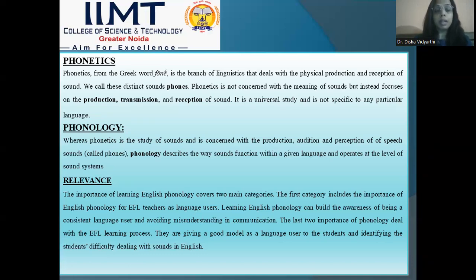So it is a rather broader term. But phonology is the study of the sound system within a given language. That is why in today's session, we'll be discussing the phonology of the English language, because we will be studying the sound system of the given language, that is English.